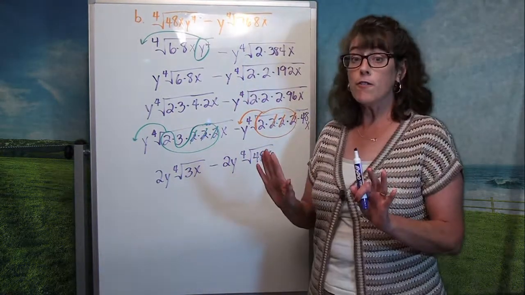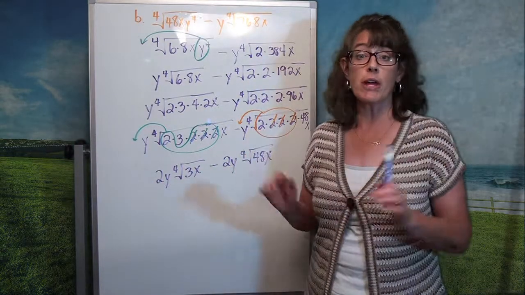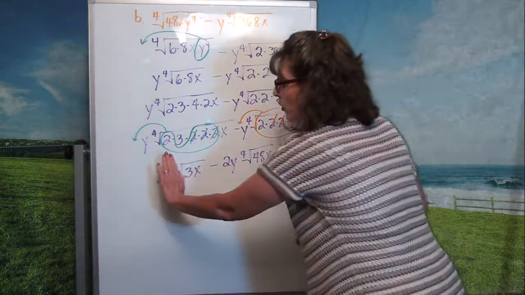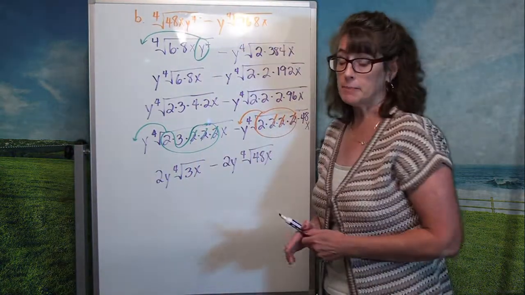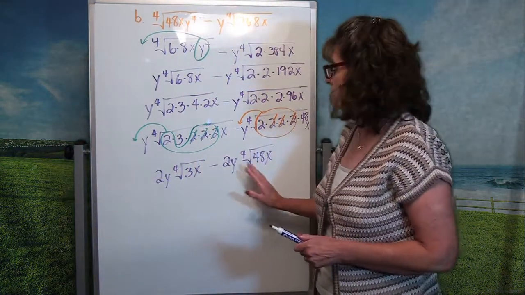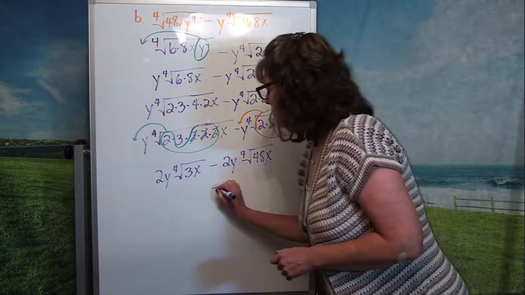Now, be careful because some people get really excited. They go, wait, 2y, 4th root, 2y, 4th root. They're like terms. But remember, it's not the coefficient that I'm worried about here. It's the radical that I'm worried about. 4th root of 3x, this is 4th root of 48. I am not done with this one. So I'm going to keep working with it.